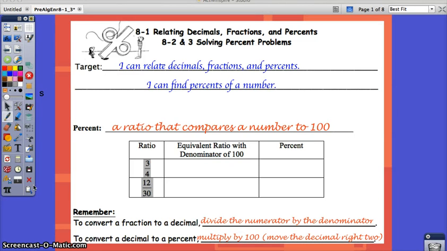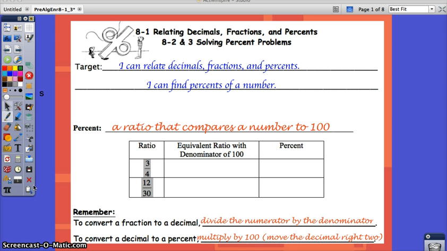In Chapter 8, we're focused on percents, and I'm going to teach lessons 8.1, 8.2, and 8.3 together, so these videos you really want to watch one right after another. We're going to start off by relating decimals, fractions, and percents, remembering how to represent a number in those three different forms and how to convert between the three forms as well.